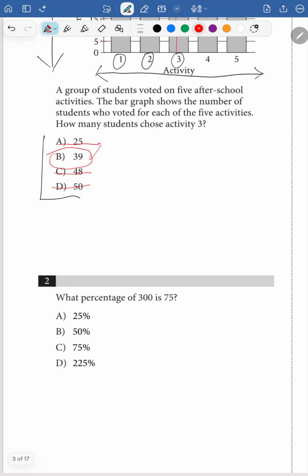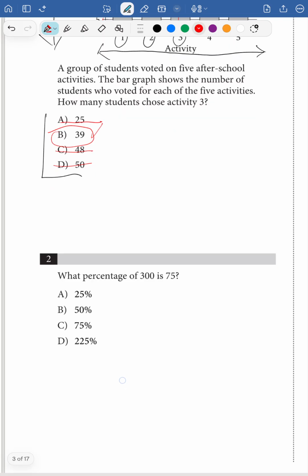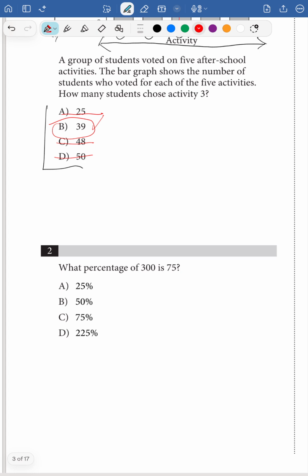What percentage of 300 is 75? Here, I like to use this method called the is of method. So it looks a little something like this. Is of. So what this is showing is that, look at this sentence, and you'll know which one goes in the numerator and which one is the denominator. So it says, what percentage of 300 is 75?